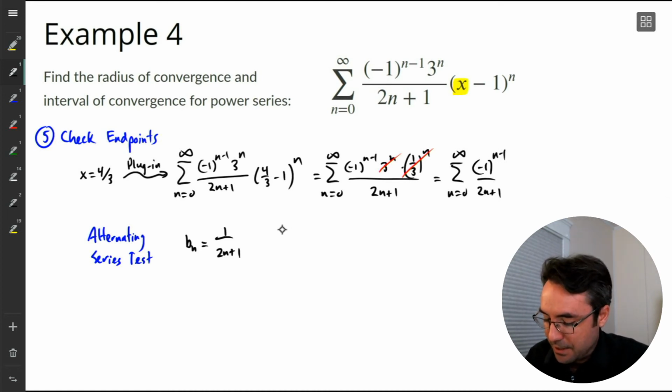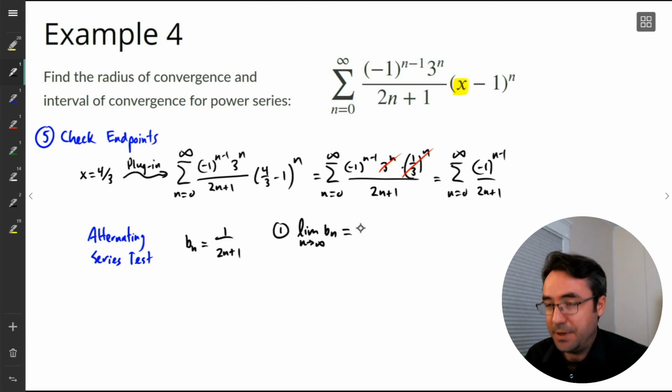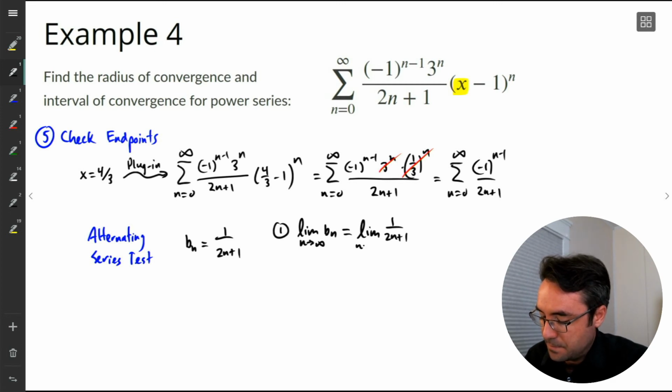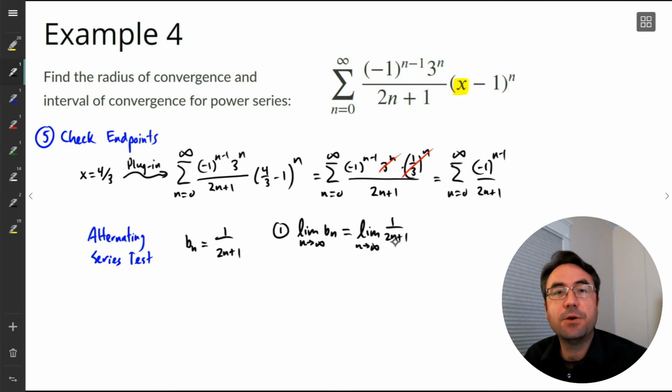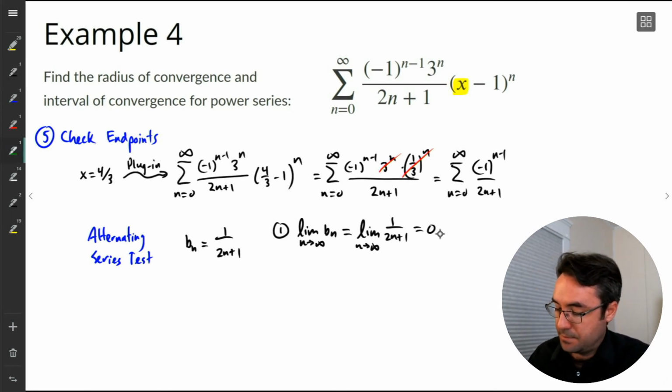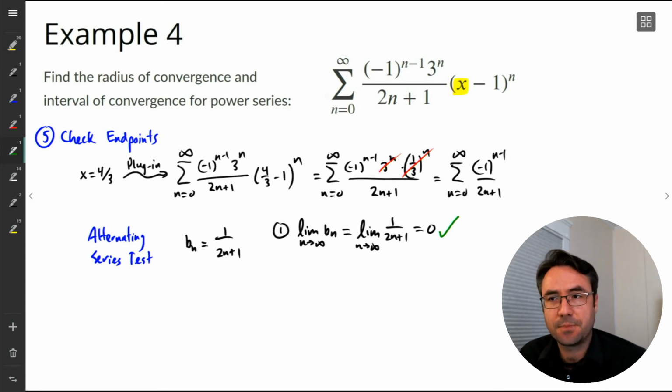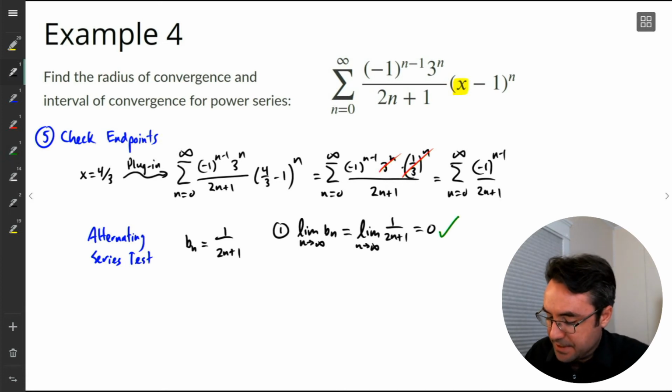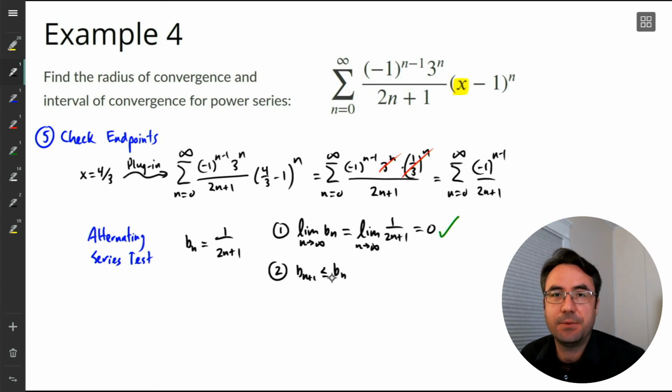And so what do we need to check with the alternating series test? We need to check that the limit of Bn as n goes to infinity is equal to 0. So let's just do that. Yeah, that's a c over infinity form. So that is equal to 0. Good. The other thing we need to check is that Bn is a decreasing sequence. So we need to check that Bn plus 1 is less than or equal to Bn.